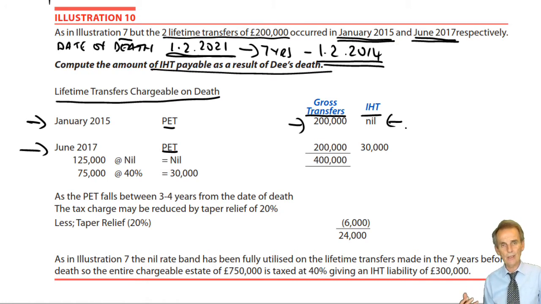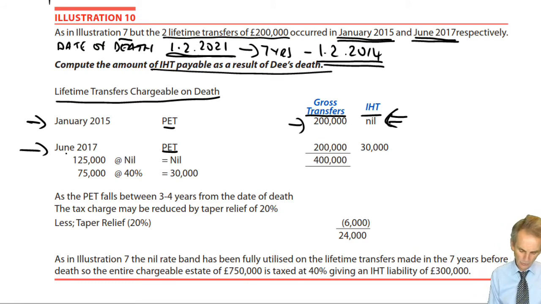If there's no tax to pay, taper relief is a total irrelevance. Taper relief, I stress, is a reduction in the tax charge. Taper relief does not reduce the amount of transfer, the amount that is chargeable to tax. Taper relief reduces the tax charge. There is no tax charge, so taper relief is irrelevant.